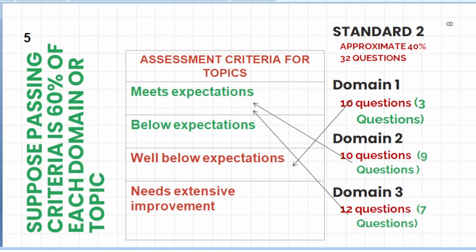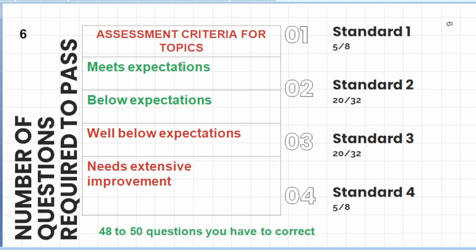Moving to the next, number 6, number of questions required to pass. Standard 1, you have to answer correctly 5 out of 8. Standard 2, 20 out of 30. Standard 3, 20 out of 32. Standard 4, 5 out of 8. That means your 60% is going to be 48. So you have to be prepared for 40 to 48 to 50 questions.